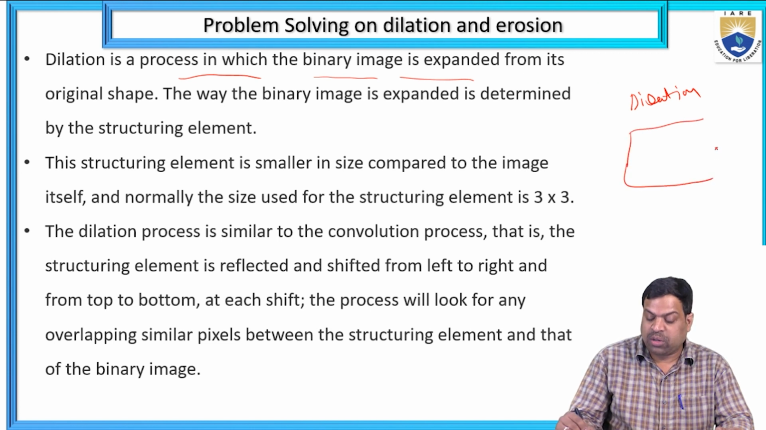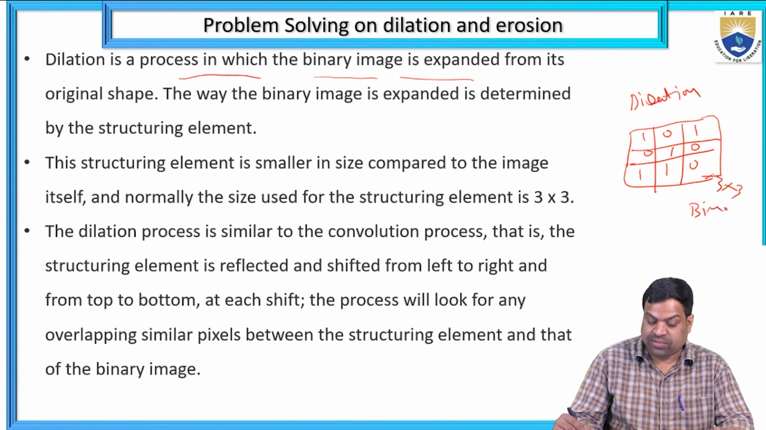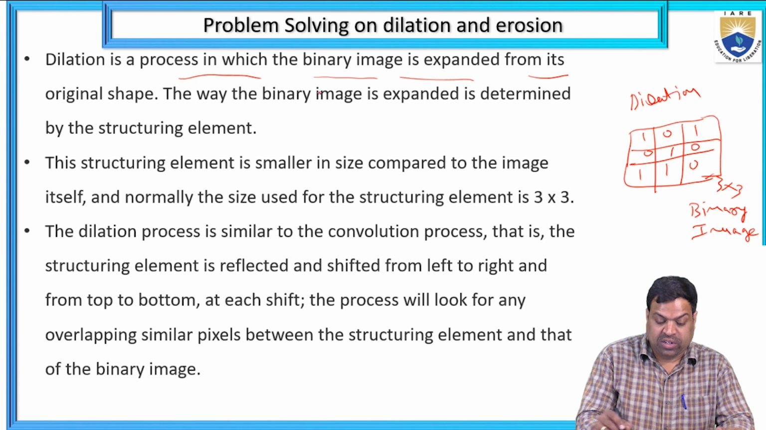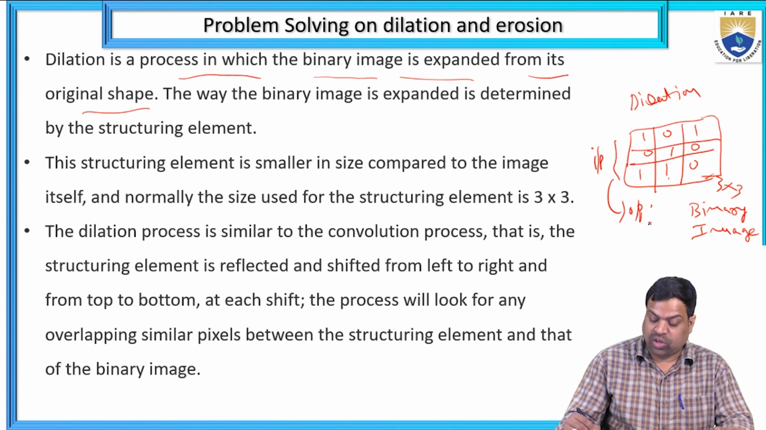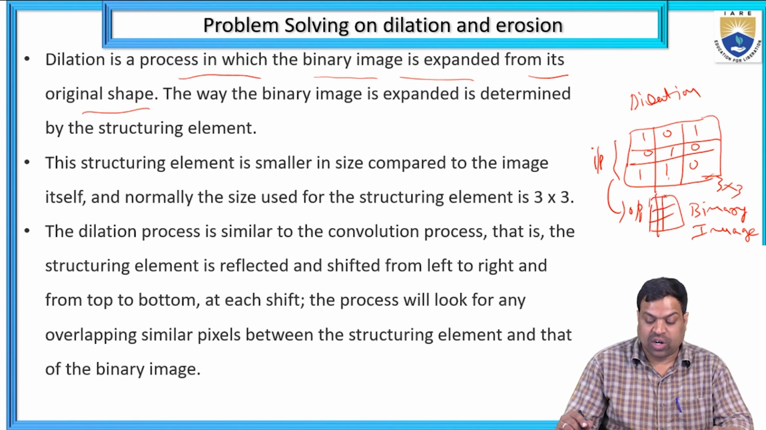Suppose I am taking a 3 by 3 matrix. If I take 101, 010, 110, it is a 3 by 3 matrix with a binary image. This binary image will be expanded from its original shape. It is the input. So what is the output of the matrix? We have to convert the 3 by 3 matrix to the output.